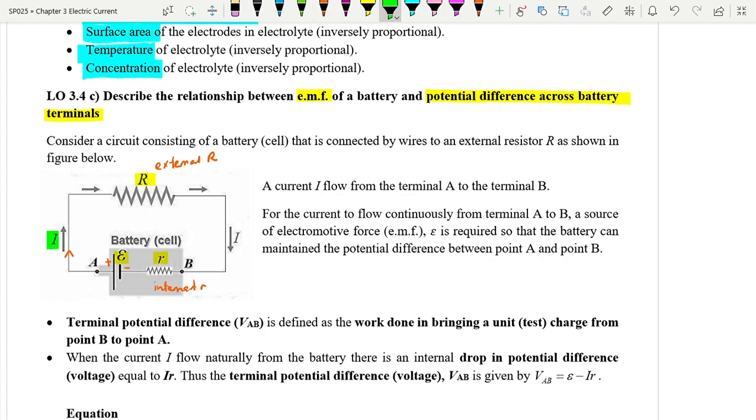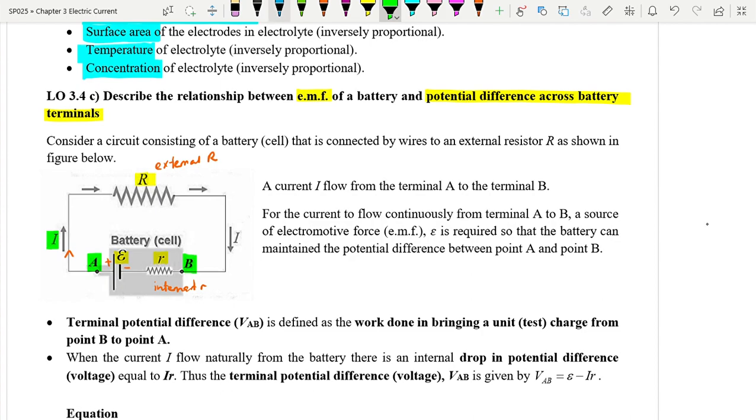So kalau kita fokus pada point A dengan point B kat sini, direction of current akan flow from point A to point B. Okay, so tadi kita nak discuss tentang EMF dengan potential difference across the battery. So apa beza dekat situ? Okay, so apabila complete circuit seperti ini, EMF dengan internal resistance, kemudian adanya external resistance, what will happen is not all the EMF of the battery will be supplied throughout the circuit.